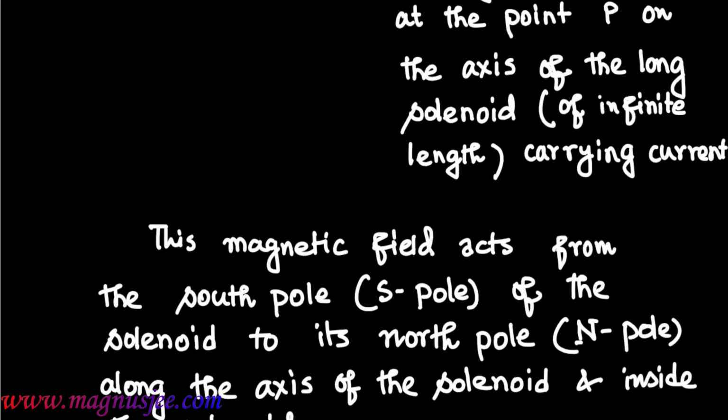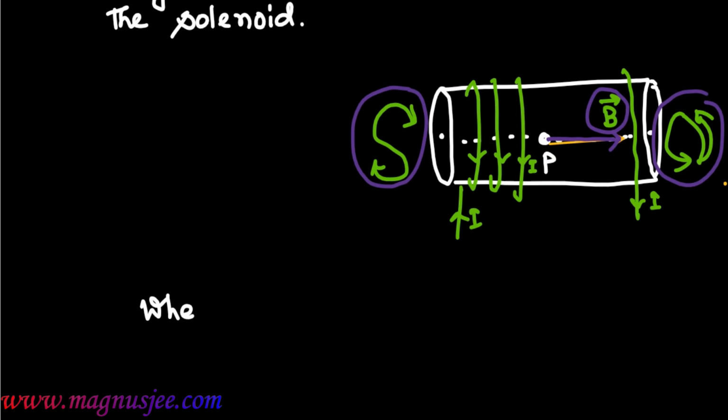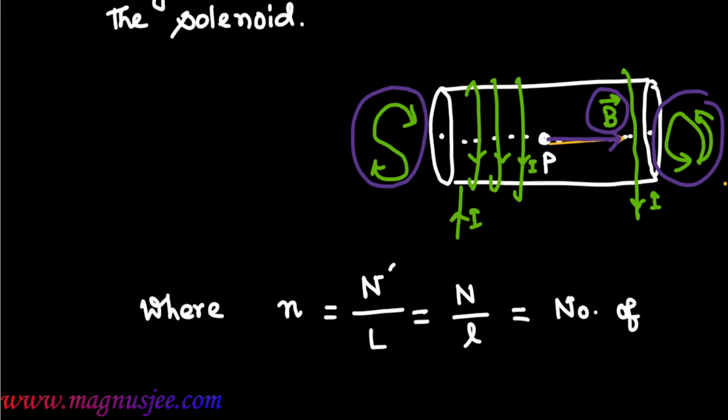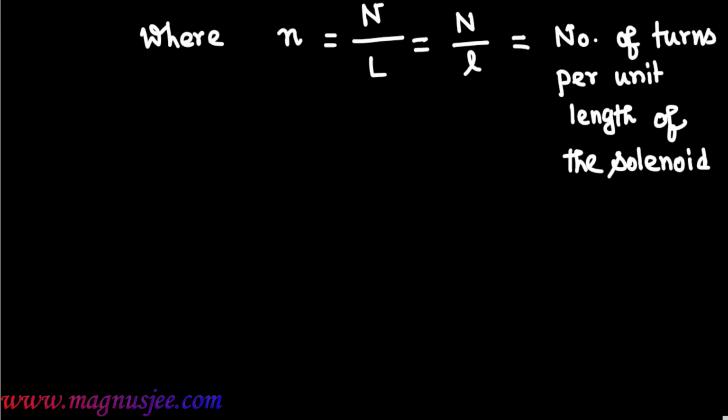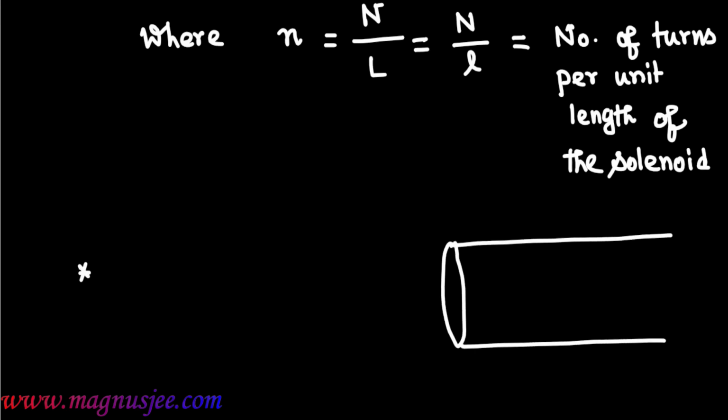along the axis and inside the solenoid, where small n is equal to n prime by capital L, or capital N by small l, which is the number of turns per unit length of the solenoid. N prime is the number of turns of the portion AC having length capital L, and N is the total number of turns of the solenoid having length small l.